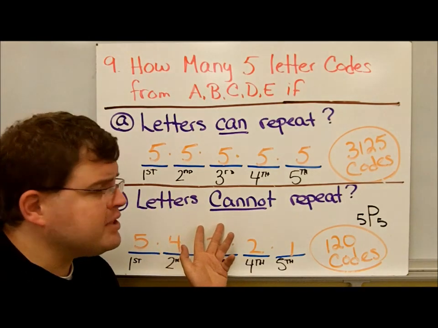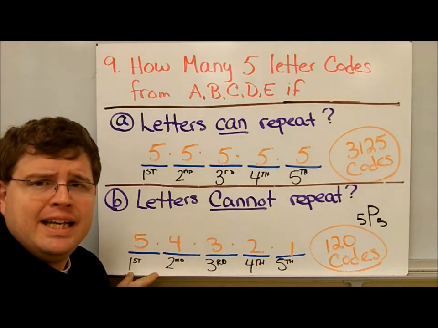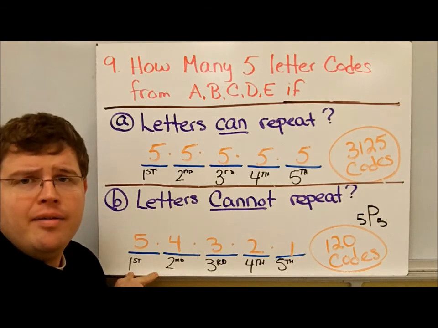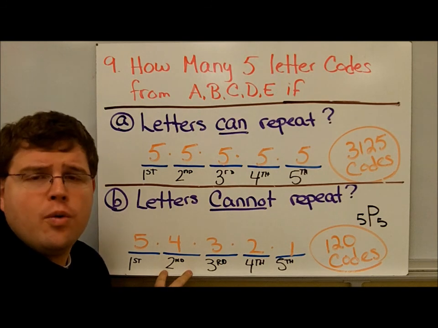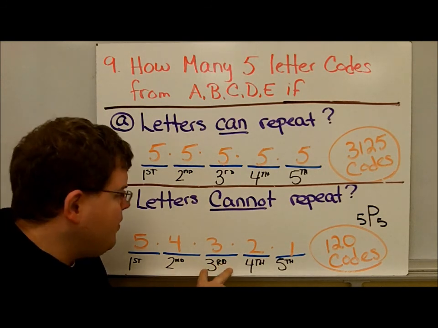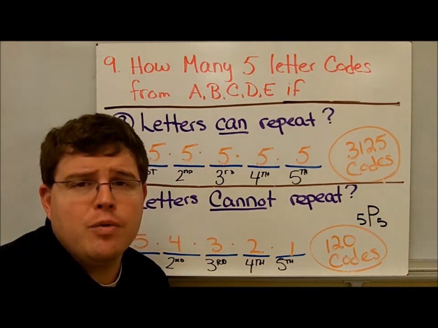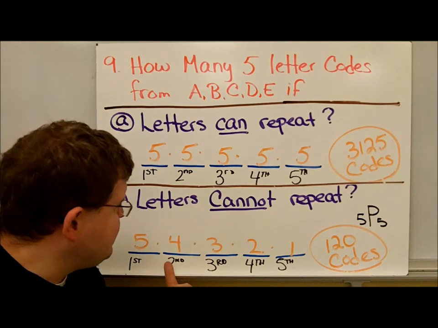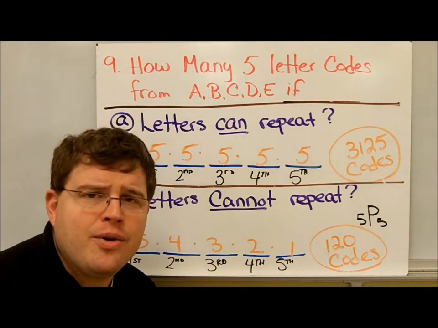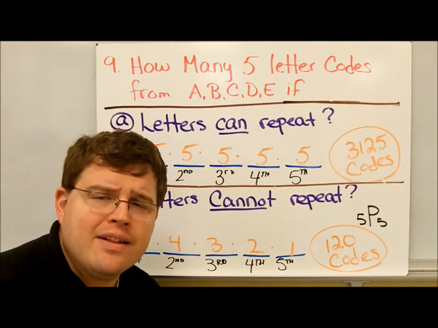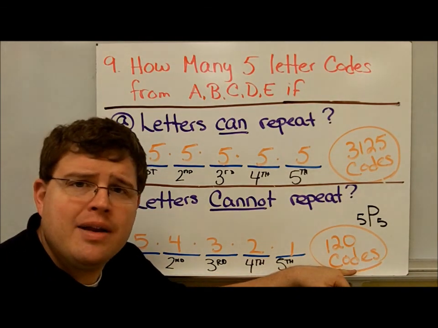Now, letters can't be repeated. The first one, I have 5 letters to choose from, A, B, C, D, E. I pick one of them, I put it there. Now, for the second number, I have to pick from 4. There's only 4 left because I can't use any of them over. Third one, there's 3 left. Fourth, I have 2 to choose from. And the fifth spot, I only have 1 letter remaining. 5 times 4 times 3 times 2 times 1 gives me 120 different codes that I could create. So by not repeating the letters, I have a significantly smaller number of codes that I can make.